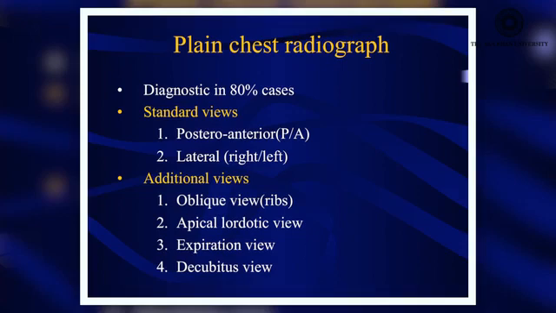The commonest view is the PA view, and I'll show you the image as well as the X-ray. Lateral could be right or left lateral. Among the additional views, oblique views are for ribs only. As you might know by now, ribs are curved, so by doing an oblique view, the curve is gone and you get the rib straightened out. The only purpose of an oblique view is the ribs.